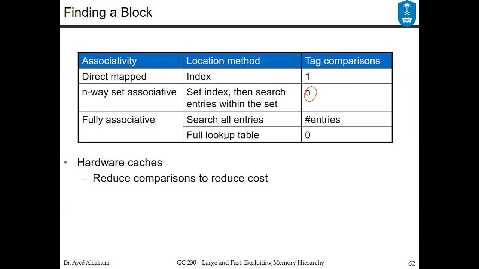It's like a full lookup table. And the tag comparison: if you search all the entries, you need to search all of them. If it is a full lookup table, then you don't need to do this, but you need to have the knowledge of building the lookup table correctly. As a hardware note, in the implementation of the cache in hardware, you reduce the comparisons to reduce the cost.